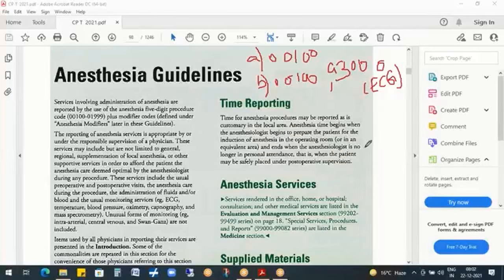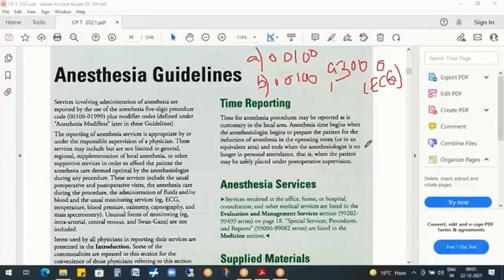Option A. Why option A? Because ECG is a part of the anesthesia code. No need to report ECG separately as per the rule. Understood, everyone? What I am saying is that the included services need not be coded separately. They are a part of the anesthesia code. Is this rule clear, everyone?